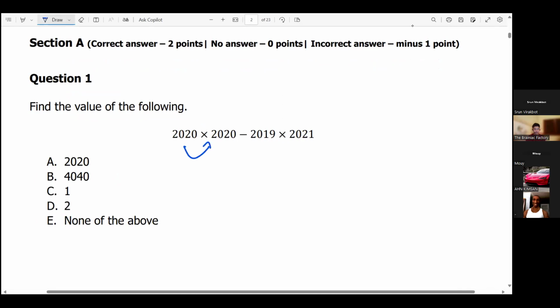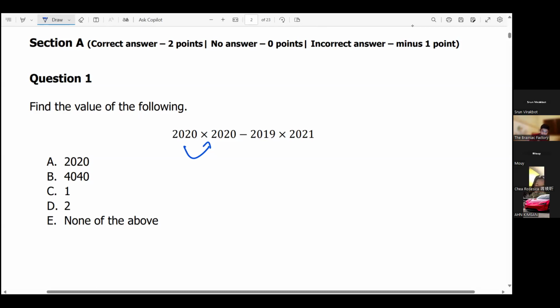So like 2020 times 2020, you'll get 4,080,900, and 2019 times 2021, you'll get 4,080,399, and you just subtract both of them together and you'll get the answer 1. Or you can make the problem easier to look at.